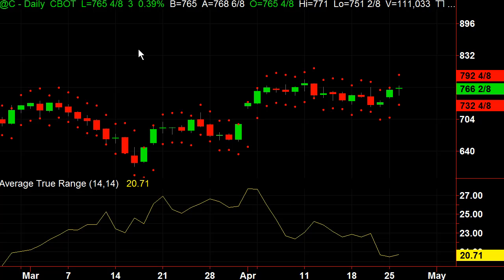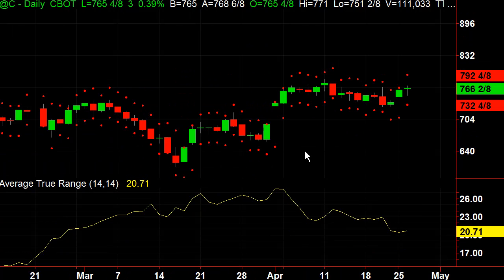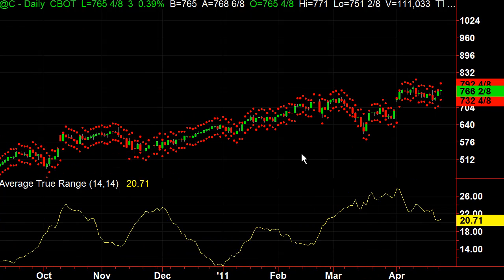Okay, so now we're looking at a daily chart of corn. You can see that I've got a little indicator that I've built in-house that just has these red dots above and below, and that's just the daily limit move. In other words, and I'll go over this in another video, if we back up here, you can see this is a daily chart, and they do tend to trend very, very well.